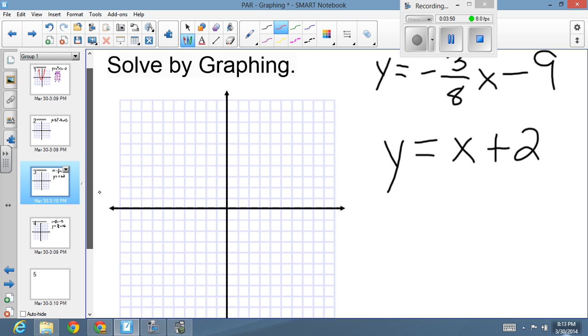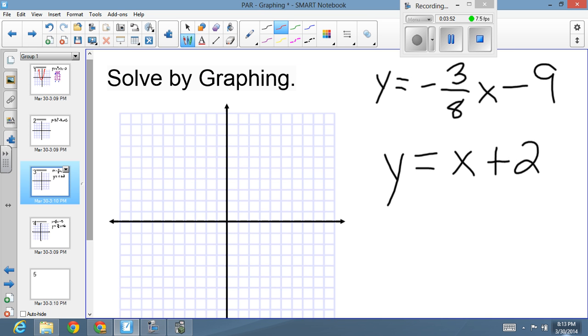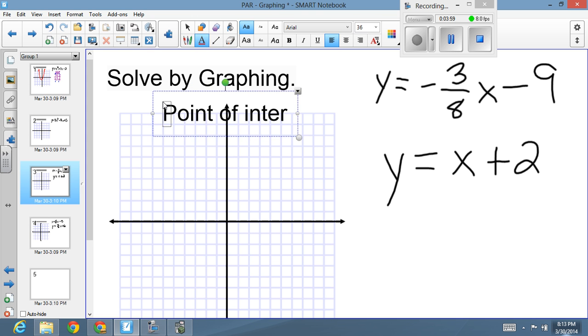Now if I'm asked to solve by graphing, I'm going to graph each of these. And remember that if you're asked to solve by graphing, we're looking for the point of intersection. That's the key here. Okay, the solution is going to be where these things intersect. You got two different equations, two different lines. We're looking for where they're going to intersect. Stop doing that. This thing's acting up on me a little bit tonight. Okay.